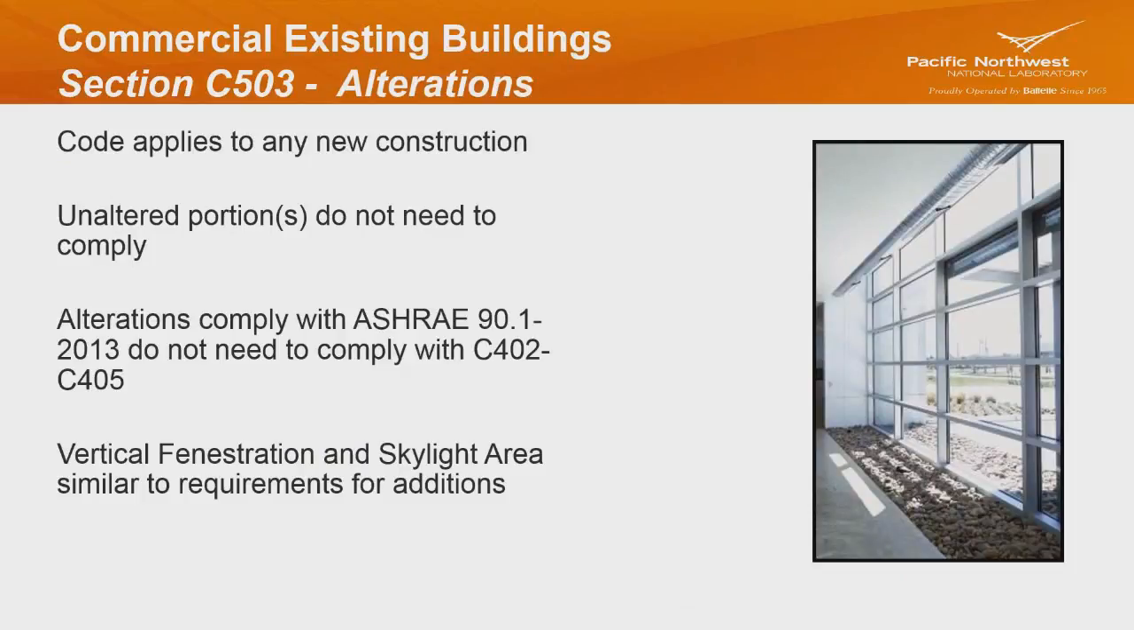Now I touched on additions, and now we're jumping over to alterations. And there are some provisions that are the same as what I just mentioned. So the code applies to any new construction. Unaltered portions, which I've said several times, do not need to meet code. So if you're not touching it, don't show it. We also have the direct reference to ASHRAE again. So you wouldn't have to use the ICC, but again, you can't mix and match. Vertical fenestration and that skylight area that I showed you previously is similar for alterations. You've got those threshold limits, same thing.